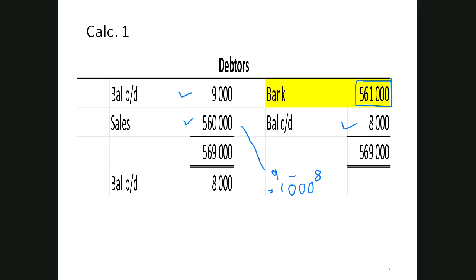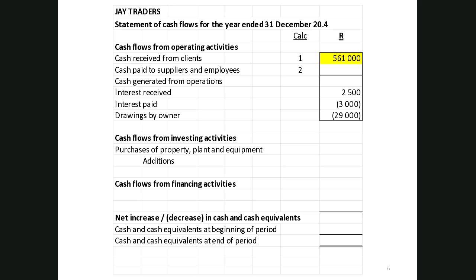Okay, so look, your debtors decreased by 1,000 from the beginning to the end of the year. We say that that decrease basically means they paid us an additional 1,000 Rand. So that's why we take the 560,000 and you add 1,000 and you get 561,000. Okay, so that's the amount of money we receive from our customers. We reconstruct the debtors account to get that amount, and we put that into our statement of cash flows, cash received from clients.